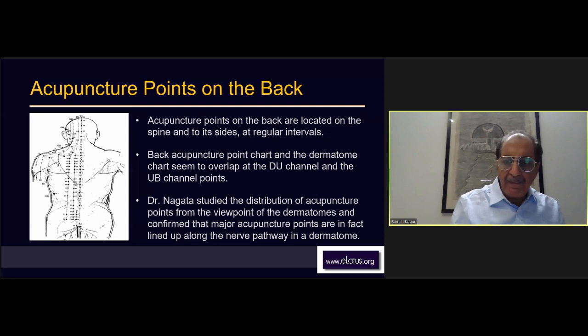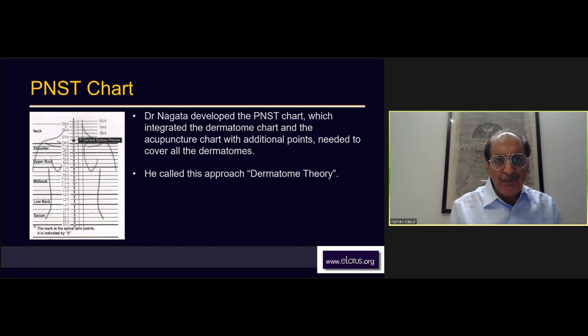Now, this is the PNST chart, which was developed by Dr. Nagata, who integrated the dermatome chart and the acupuncture chart with additional points, covering all the dermatomes. He called this approach the dermatome theory. What he said was that below each of the cervical, thoracic, lumbar, and sacral vertebrae, there is a point from where a dermatome originates. He called this the spinal zero point. So you would say zero point of C3, zero point of C4, and so on. Rather than calling it a DU channel point, he would call it a zero point.